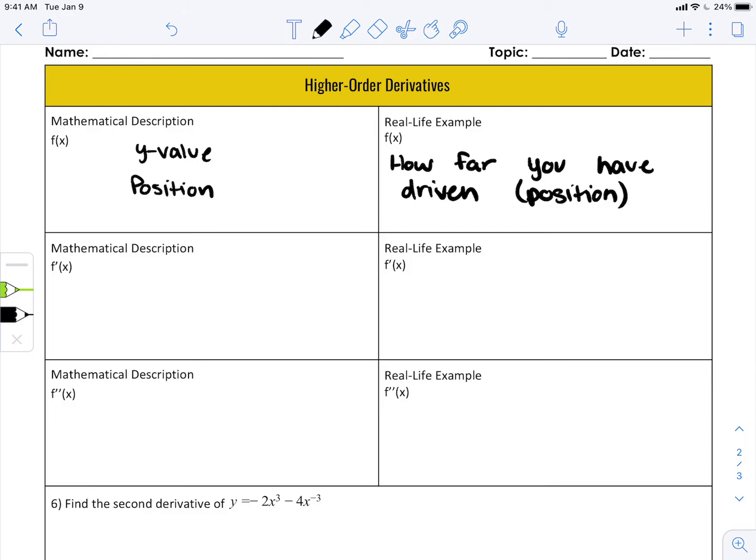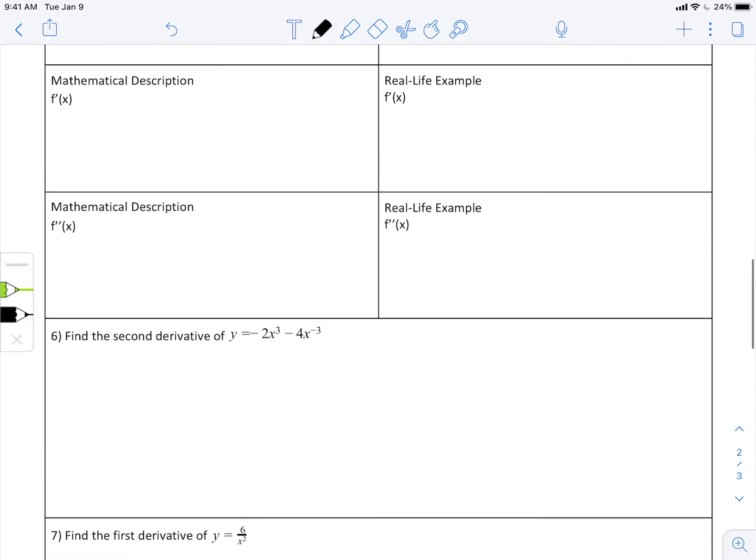Now, when we've talked about our derivative, we've defined this as coming from our slope. It's our instantaneous rate of change. So our derivative, f prime of x, does represent a rate of change. Now, rate of change represents how quickly the position is changing.